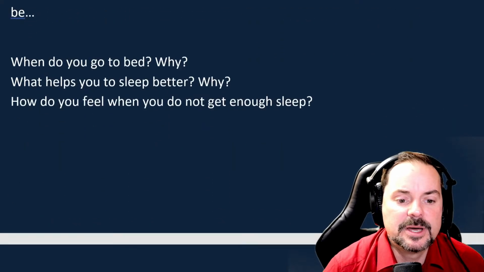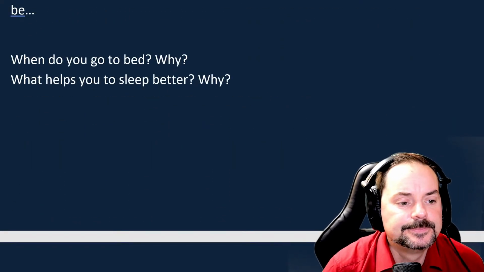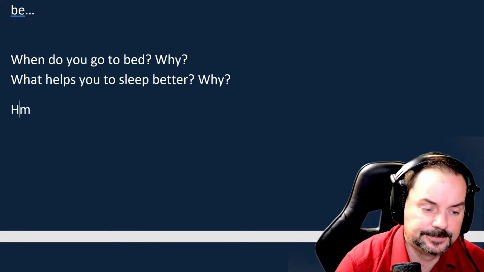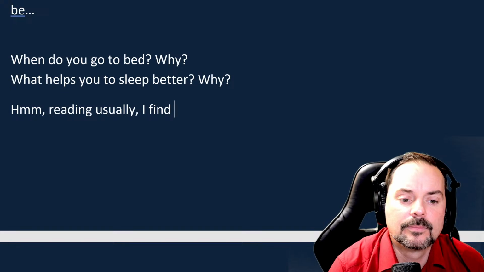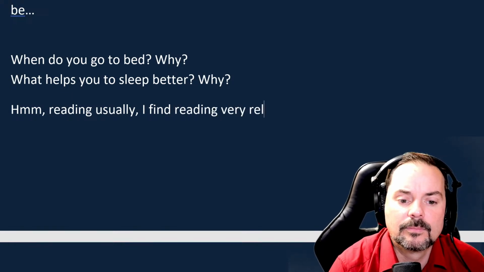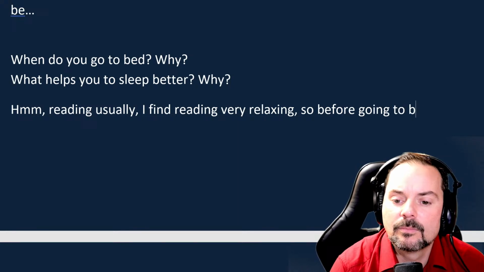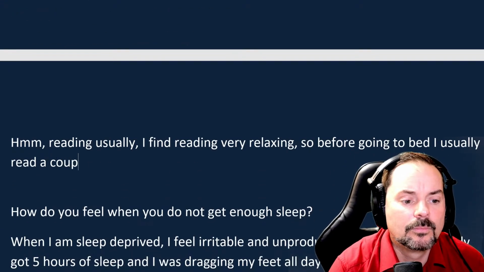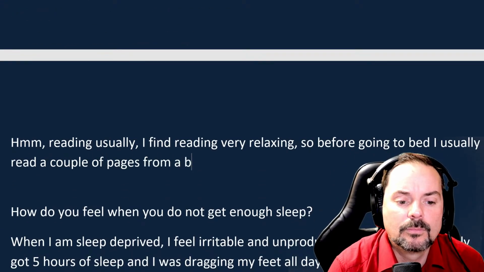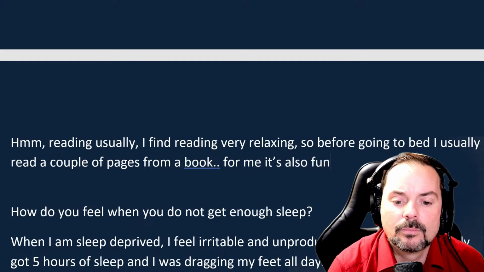What helps you to sleep better and why? Reading, usually. I find reading very relaxing. So before going to bed, I usually read a couple of pages from a book. That helps me sleep better because it's very relaxing, and for me, it's also fun. Nowadays, I'm reading a book called How to Draw because it's related to my work.